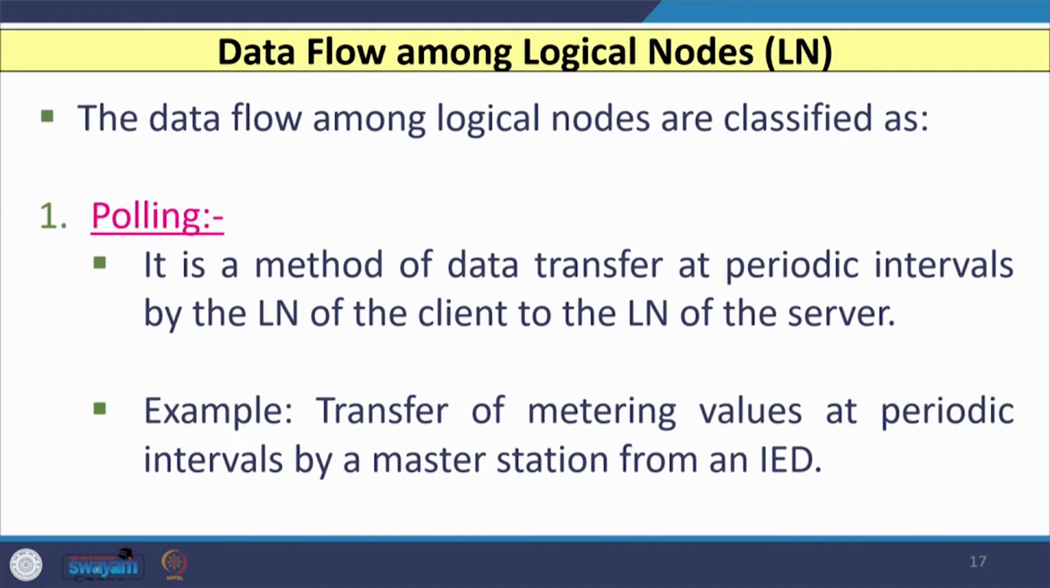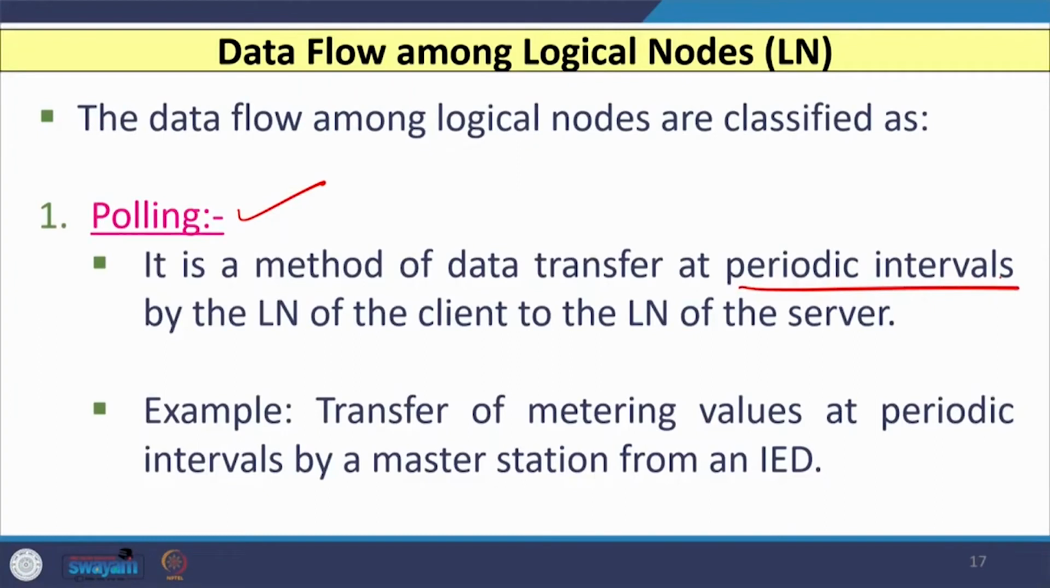So, there are several ways. The first way is known as the polling method. This is a method of data transfer at regular periodic intervals between the logical node at the client and the logical node available at the server. So, between the two logical nodes, one is at the client and one acts as a server. If you wish to transfer the data, then data flow can be done at regular periodic intervals.